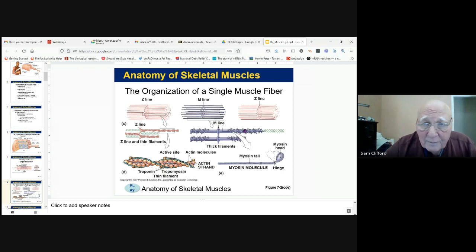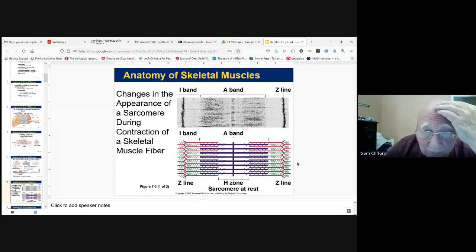So each muscle fiber has a Z line where the actin is attached, an M line in the middle of the sarcomere. The myosin filaments are held in place partially by the M line. Each thick filament will have a myosin head and a myosin tail, and these are able to attach to the thin filaments at the active sites. We'll get into how the contraction works in a moment.